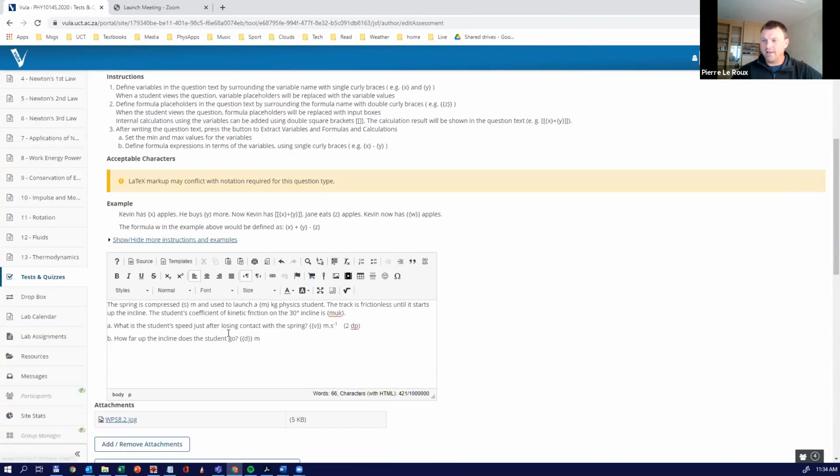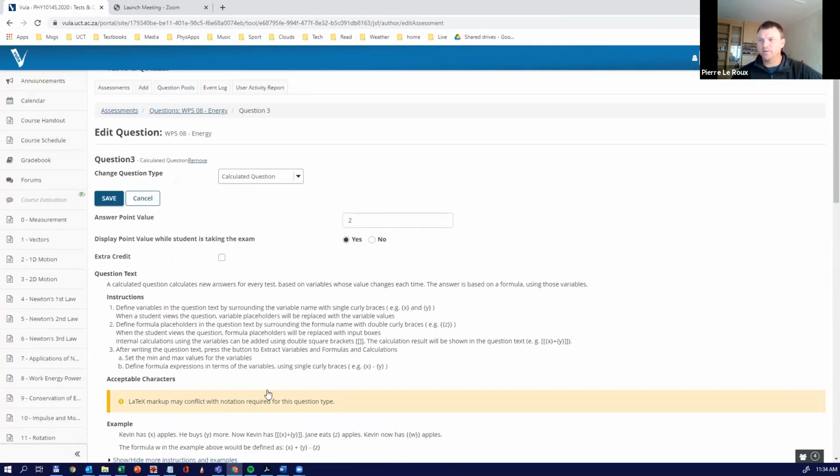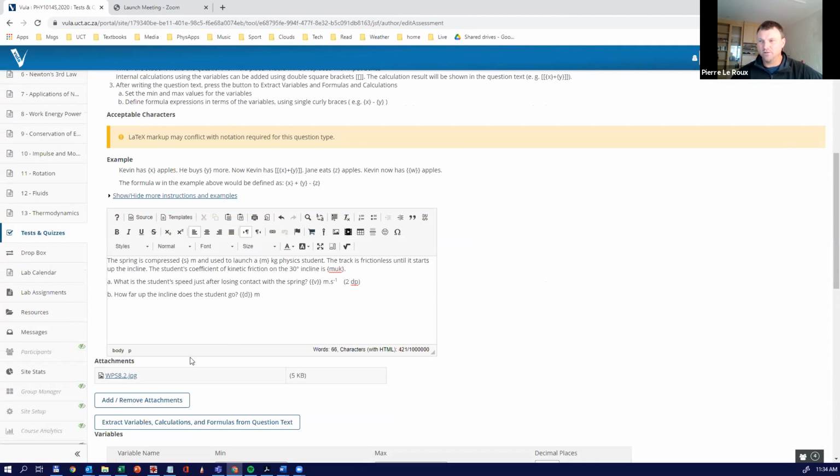So we can't allocate 2 marks for the first part and 1 mark for the second part. There's no way to split these marks up in a weighted kind of way. I'm not sure how that would be built in the future.